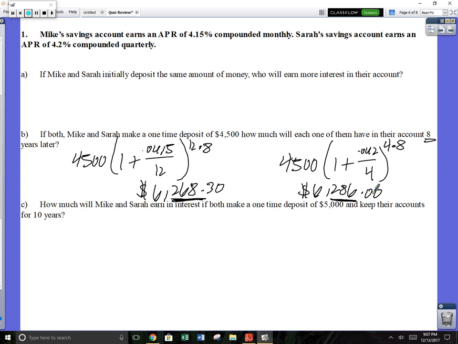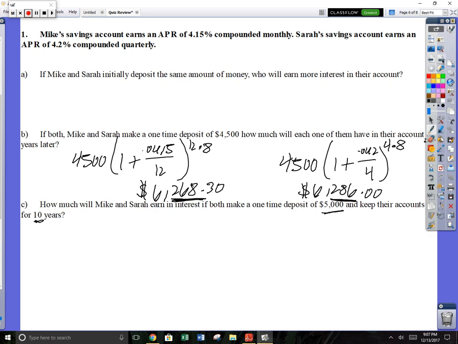Okay, I'm not going to do C. You can do C on your own. C is the exact same as B. All they do is change 4,500 to 5 grand, and they extend the 8-year investment to a 10-year investment. So exact same. You're going to end up with more money though, and Sarah will still have more money, but it's going to be a little bit more of a gain than the $18, because the more time goes on, the bigger that difference is going to get exaggerated.